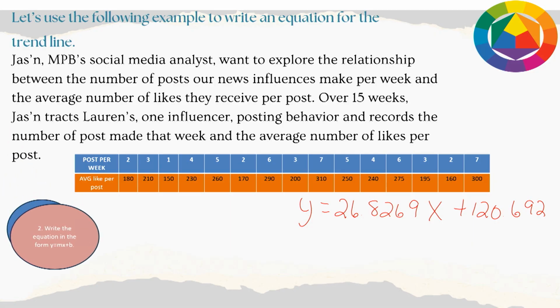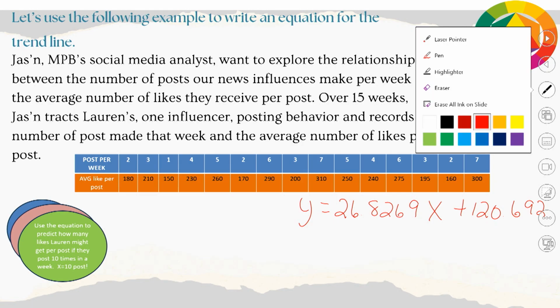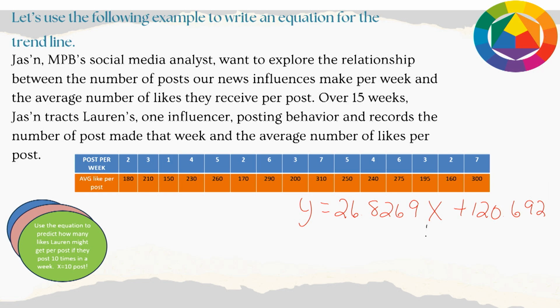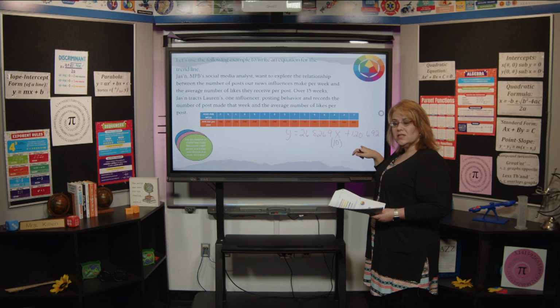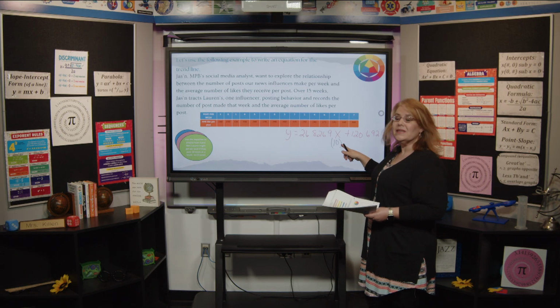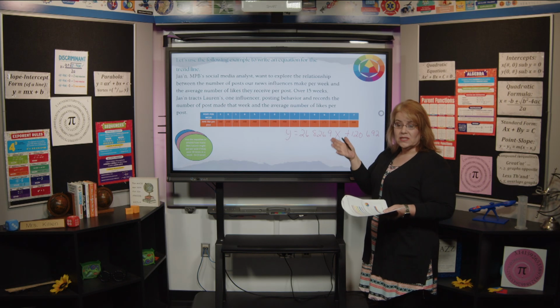Next it says write our equation, and we did. And our last one tells us use the equation to predict how many likes Lauren might get per post if they post 10 times a week. So what I'm doing here is, I'm grabbing another color, I'm going to put 10 in place of my x. Now that is calculator skills. I'm going to put this equation into my calculator, put 10 in place of x and press enter and see what you get.